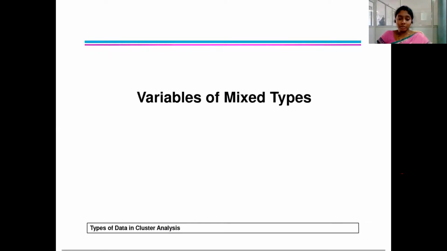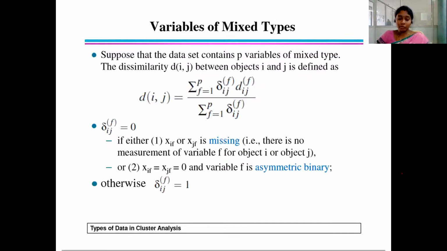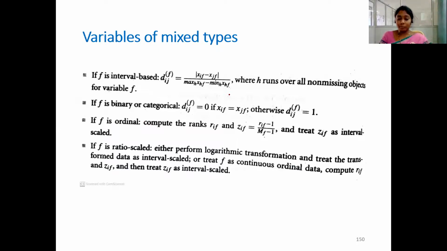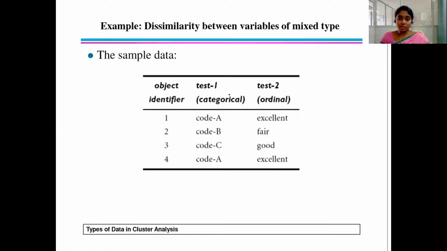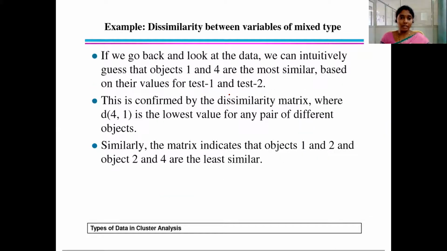Coming to the variables of mixed type, here also we can handle them based on this. For getting this value we have discussed 2 cases, and for getting this value also we have discussed different scenarios. What if the particular variable is interval scaled, or if the variable is binary or categorical? Like that, we have different cases discussed. With that, we can get the values of the delta and Dij. By substituting that in the formula, we can directly get the dissimilarity among the variables of the mixed type. And here is an example given in the last class.